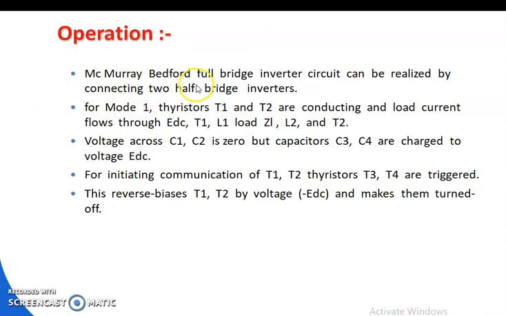Operation. The McMurray-Bedford full bridge inverter circuit can be realized by connecting two half bridge inverters. For mode 1, thyristors T1, T2 are conducting and load current flows through EDC, T1, L1, load Z1, L2 and T2. Voltage across C1, C2 is 0, but the capacitors C3, C4 are charged to voltage EDC. For initiating the commutation of thyristors T1, T2, T3 and T4 are triggered. This reverse biases T1, T2 by the voltage minus EDC and makes them turn off.